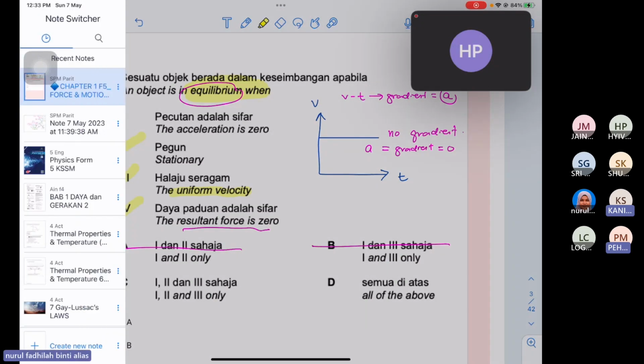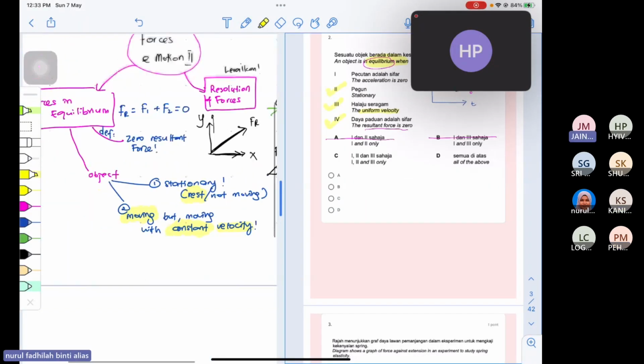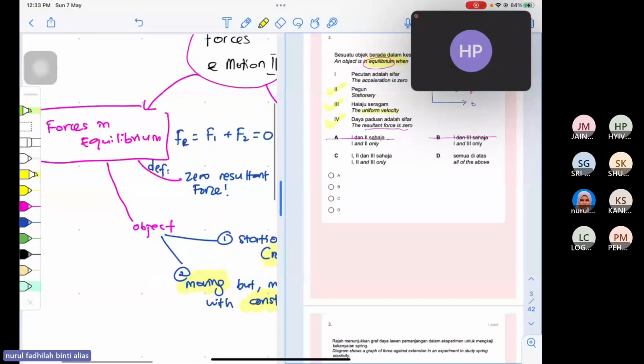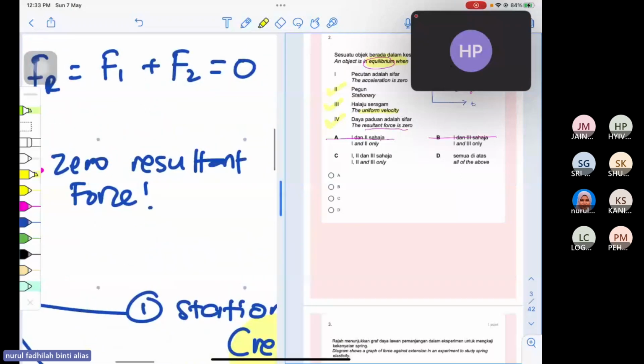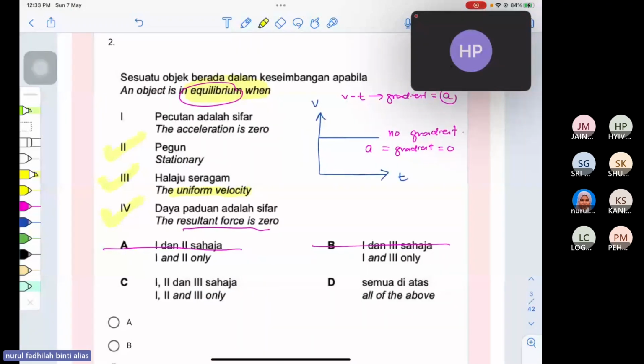Betul. Tadi kan kita dah bagi tahu, an object in equilibrium maksudnya resultant force dia zero. Jadi number 4 tu pun betul. So mana yang tak ada number 4? Okay, C. Jadi jawapan dia mestilah D. Cuma tadi nombor 1 kita tak bincang lagi. Okay, nombor 1 dia kata apa?